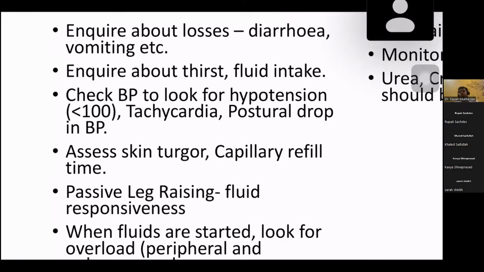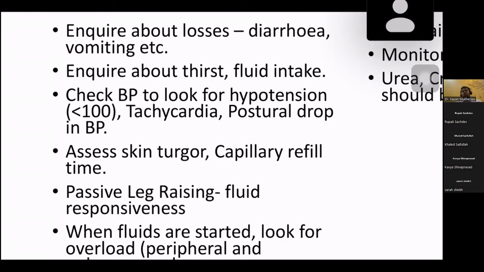Moving on, once you've taken the history, you should go on to the examination part. The first thing you should check of the patient is vitals. The most important thing there is the blood pressure. If the patient has lost a lot of fluid, then he can have hypotension. For our fluid assessment, we keep the cutoff as 100. If the patient has a systolic blood pressure of, let's say, 94 or 96, then we can consider that he has lost some amount of fluid.